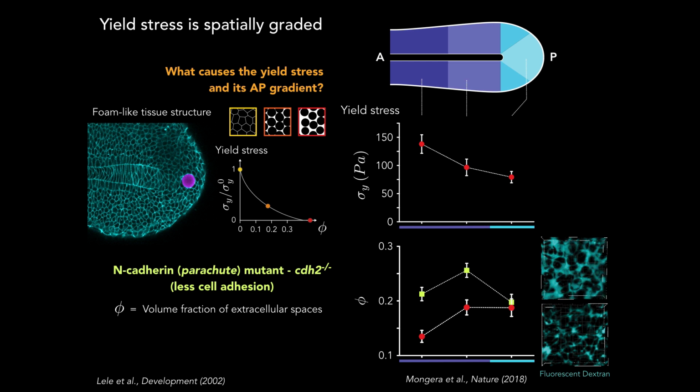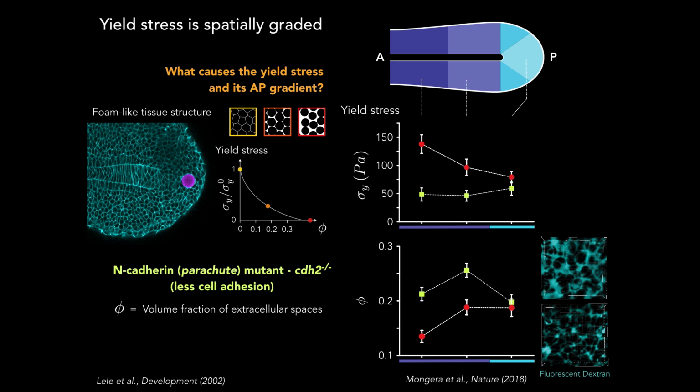But this was great for us because it's a built-in control in the system. If this picture of the foam is true, what you expect is that the yield stress will not change in the posterior end of the body, and it will change maximally on the anterior end. And when you measure the yield stress in the n-cadherin mutants, this is exactly what you see. And not only that, in the n-cadherin mutants, the yield stress does not show any anterior-posterior gradient.